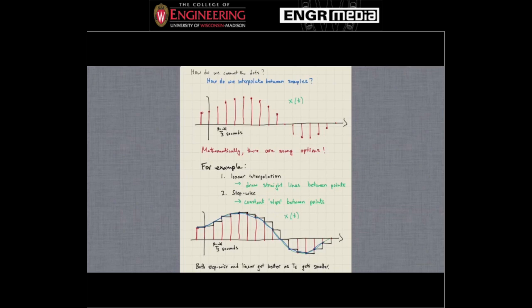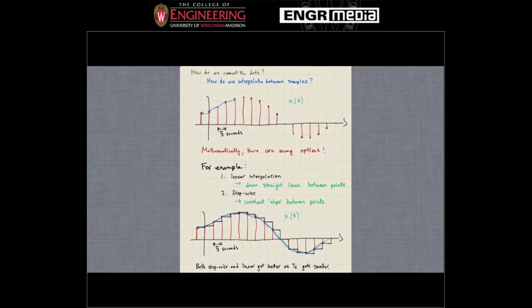One is what's called linear interpolation, okay? And linear interpolation is just when I draw a straight line in between each point, okay? So I draw a straight line from one point to the next point. That's called linear interpolation, right? Make a line between the points.